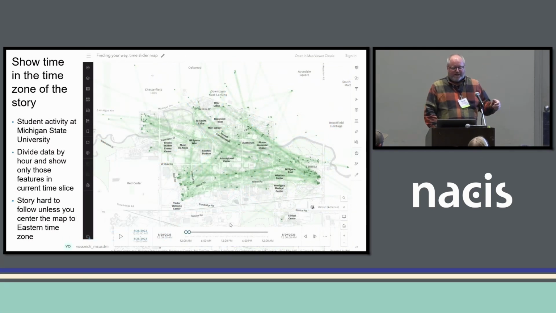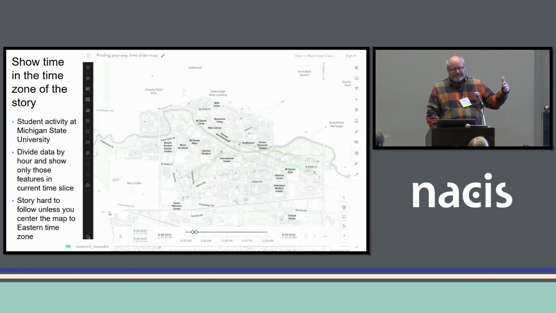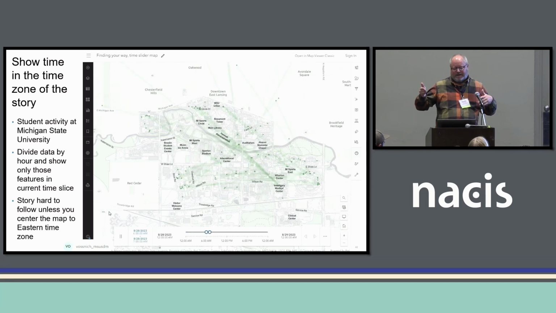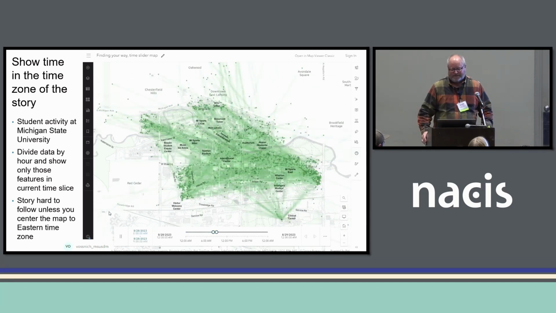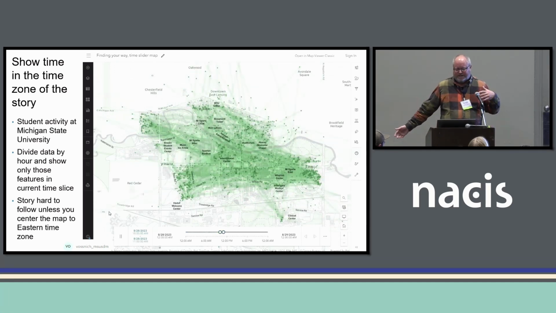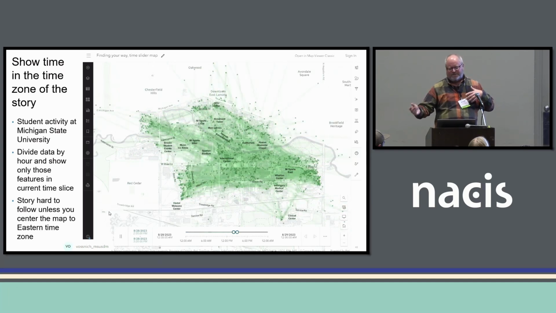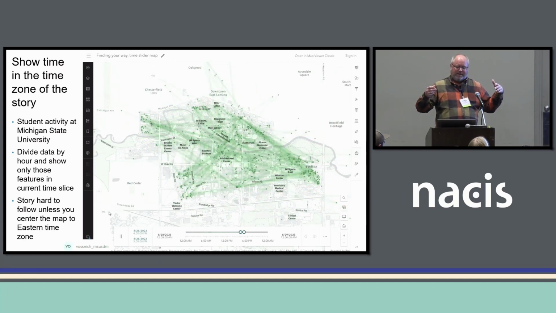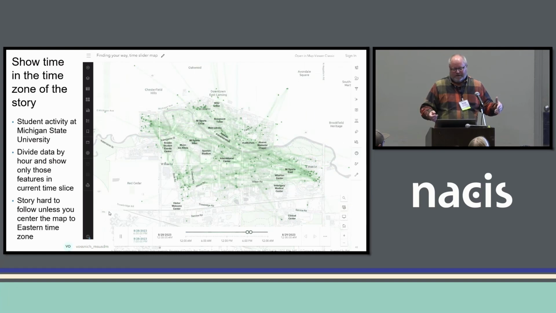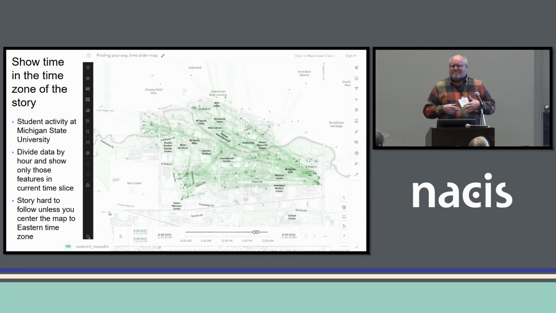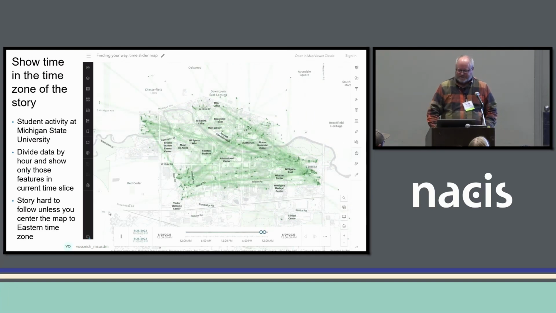This is another example of that. This is Michigan State University showing student activity. This is in the Eastern time zone, and it's showing hour by hour how alive the campus is. People start going to school, go to the clinic, and then as the day goes on, the clinic closes, and we start to see people going back to their dorms. If you didn't focus that on the Eastern time zone, it would be really hard to understand this map.